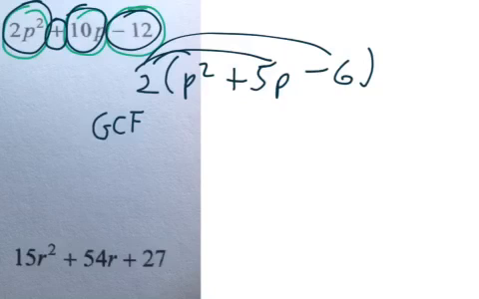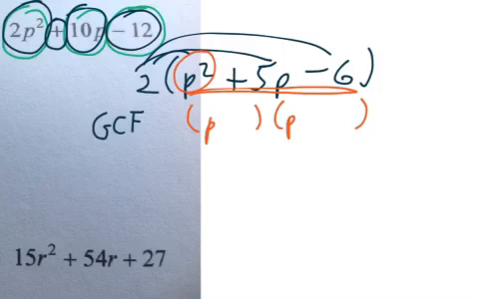So now that I have my GCF done, guys, right inside this parentheses now, I can do FOIL backwards. I'm going to do p times p for p squared. I'm going to do 2 times 3 for that 6. How do I get a plus 5? Uh-oh. It's not going to work. Let me back up here.